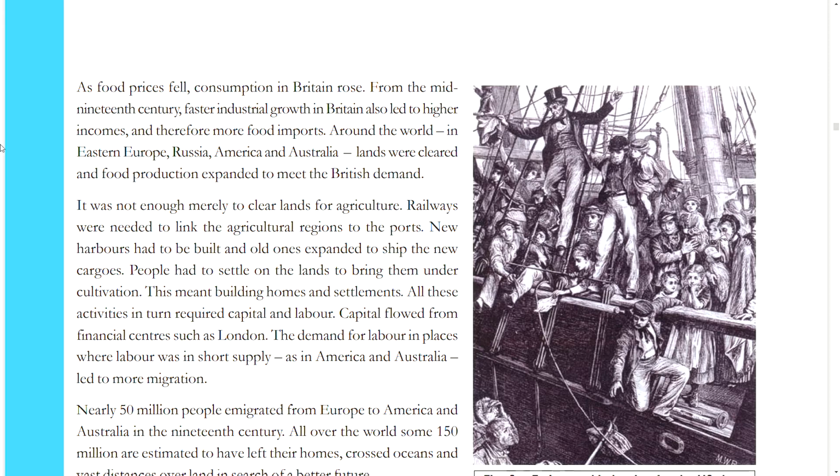All these activities in turn required capital and labor. Capital flowed from financial centers such as London. The demand for labor in places where labor was in short supply, as in America and Australia, led to more migration.